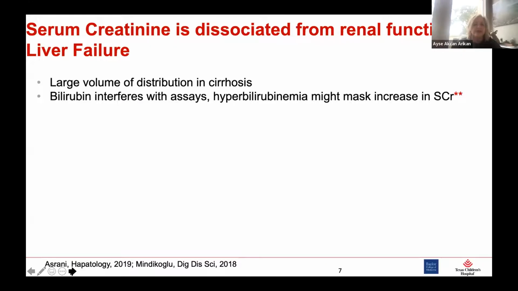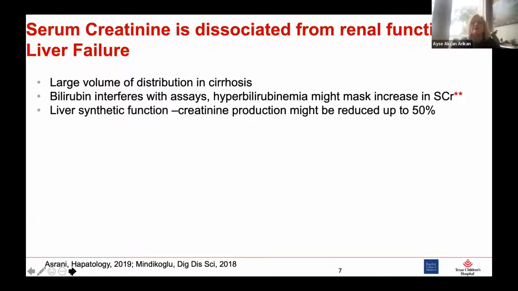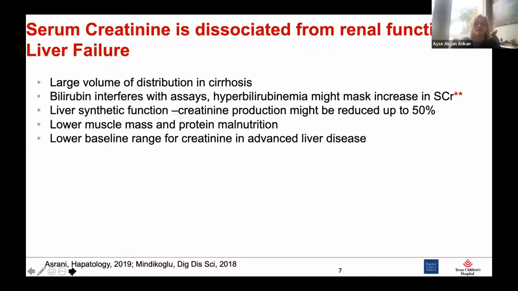Bilirubin, depending on what assay the lab is using, could interfere with serum creatinine measurement and might mask increases in serum creatinine. It's not common in the enzymatic method, but in the old methods, this was a well-recognized limitation. Liver synthetic function, we talked about, might be decreased, with up to 50% decrease in creatine production. In addition to that, patients who are chronically ill typically have malnutrition, especially protein malnutrition, and have lower muscle mass, where the creatinine is coming from, as you guys know.